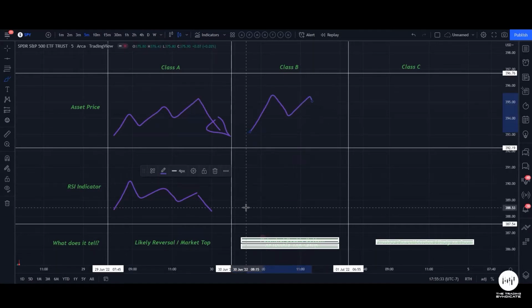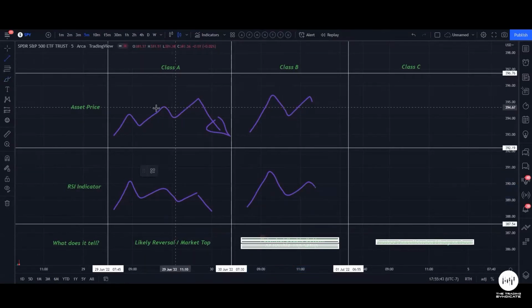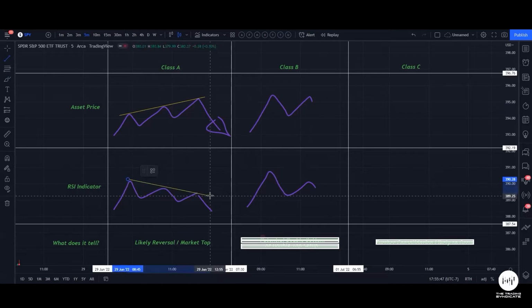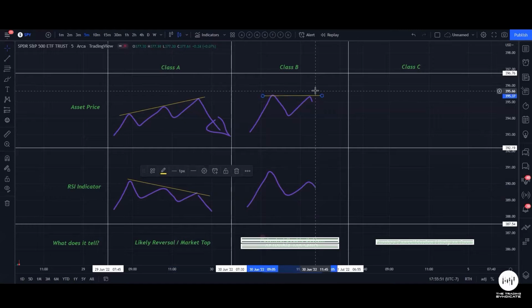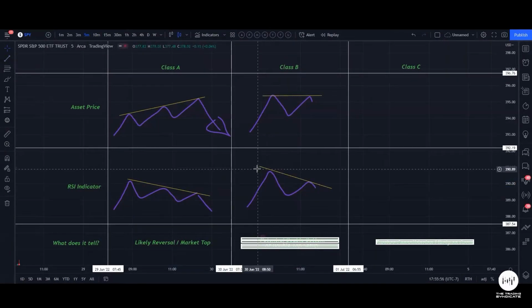And while price is making a double top, on the RSI, it's actually making a lower high. So this would be Class B divergence, where if I draw a trend line on Class B divergence, it would have a horizontal movement on price and then a downside movement on the RSI.